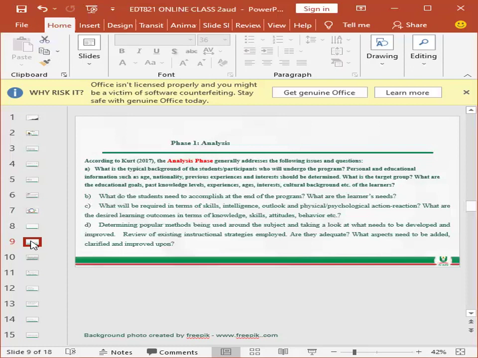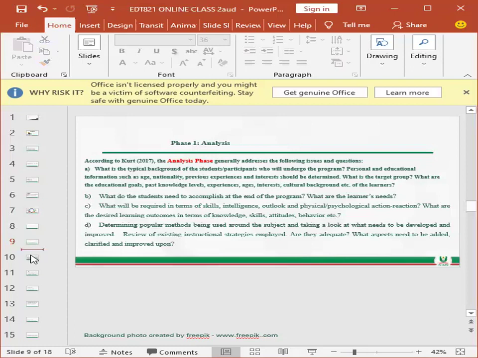and also to determine popular methods being used around the subject and taking a look at what needs to be developed and improved upon. So review of existing instructional strategies employed. Are they adequate? You need to know this. And what aspects need to be added, clarified, and improved upon. All these issues and questions need to be addressed at this stage.